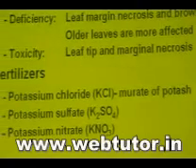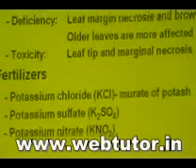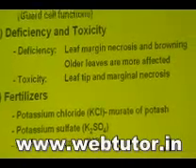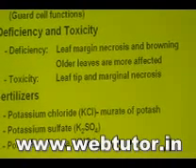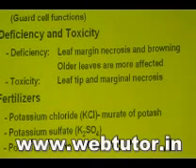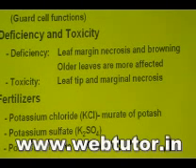Now deficiency will cause leaf margin necrosis and browning. Older leaves are more affected. Then toxicity will again cause leaf tip and marginal necrosis. When there is excess of anything, like supposing excess of potassium now, there will not be proper opening and closing of stomata.